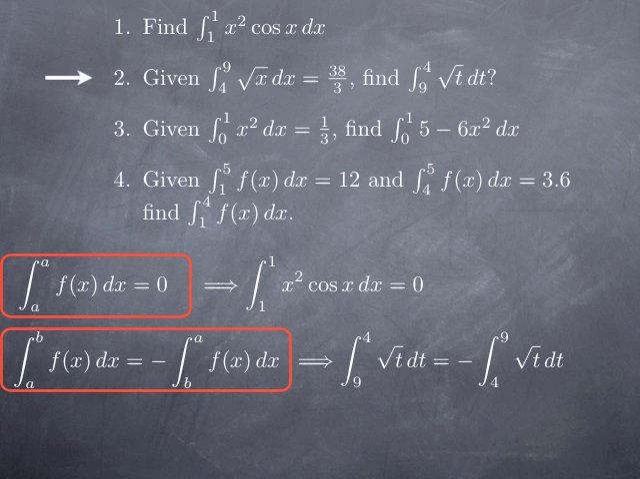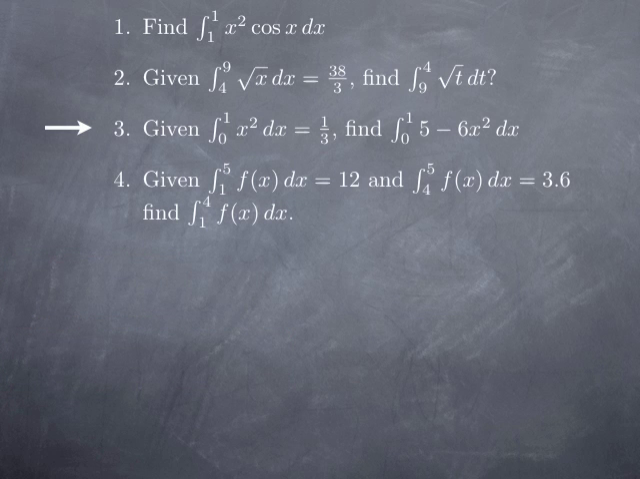But now, in this latter integral, from 4 to 9 of root t dt, t is simply the name of the variable. I can call it t, I can call it x, I can call it Bob, it doesn't matter. So this is really the same integral as the integral from 4 to 9 of square root of x dx, and what is given to us is that this integral is 38/3. So that means the integral from 9 to 4 of root t dt is negative 38/3.